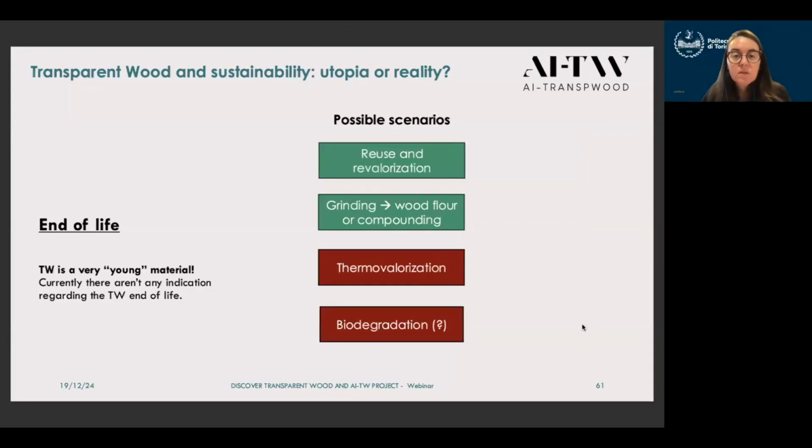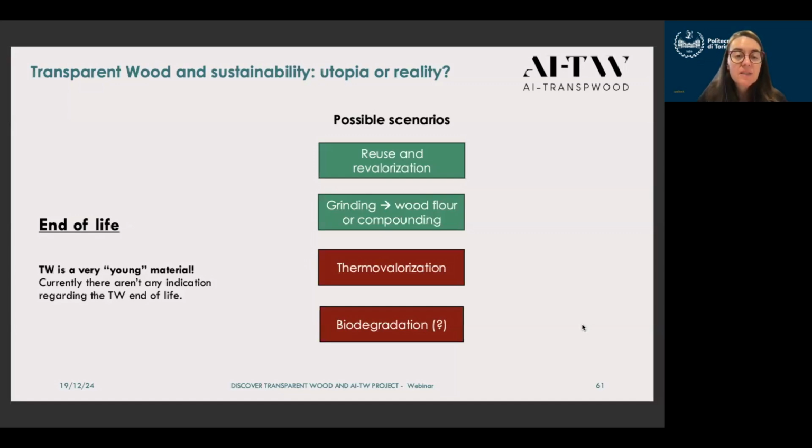So what about the end-of-life scenarios of transparent wood? Transparent wood is a very young material, and currently there aren't any indications regarding transparent wood and end of life. No European, American, or Far East technical standards have been defined to give producers and researchers indication about the end of life of transparent wood.